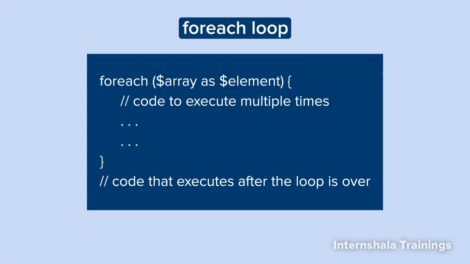So, if the array has 10 elements, it will run 10 times. And if it has 20 elements, it will run 20 times. And in each iteration, it picks up one element of the array and assigns it to the variable for us to use.